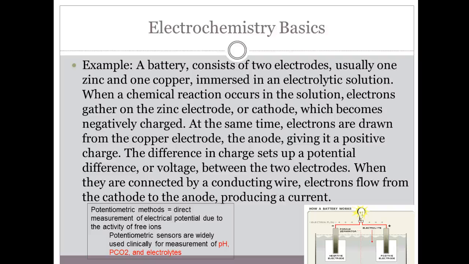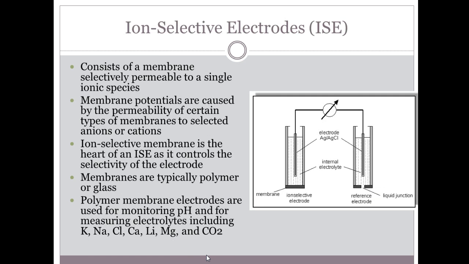The potentiometric methods, as I have in my box down here: the direct measurement of electrical potential due to the activity of free ions. Some other things that are measured this way are pH, CO2, and the electrolytes I just mentioned, sodium, potassium, and chloride. Then we have the ion-selective electrodes.